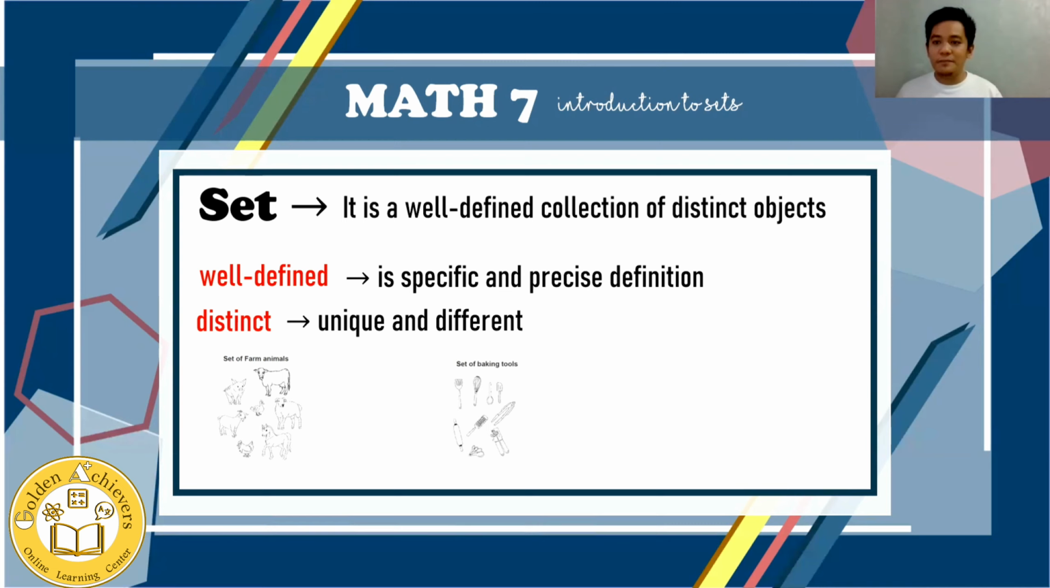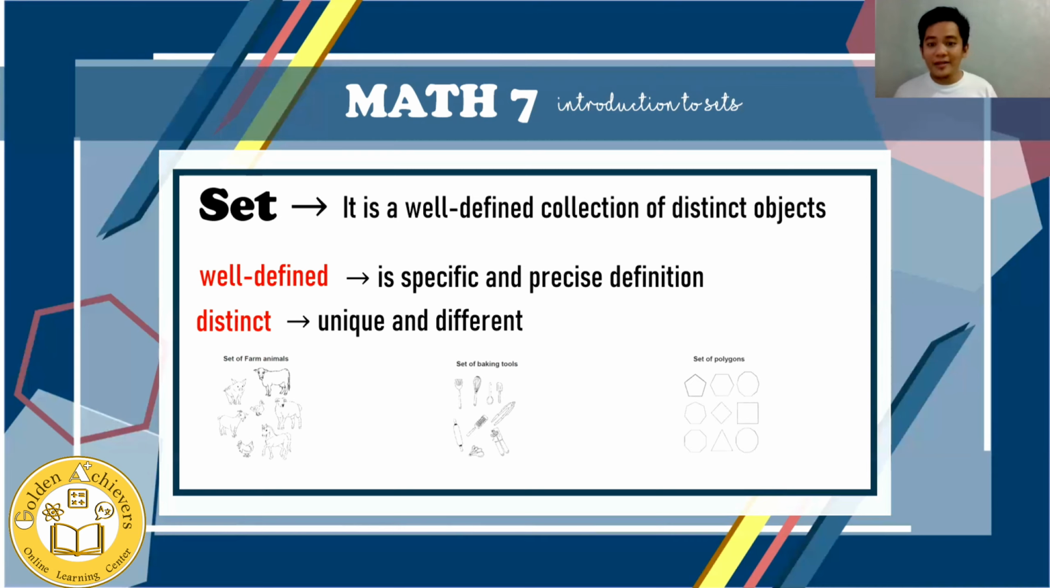Since this is well defined and also distinct, because even if we have a lot of spatulas or a lot of rolling pins there, they will only be counted as one because they are only one type. They are all rolling pins, they are all spatulas, they are all whisks, and so on. So the objects are distinct. And since this set is well defined and distinct, we can say that this is a good set.